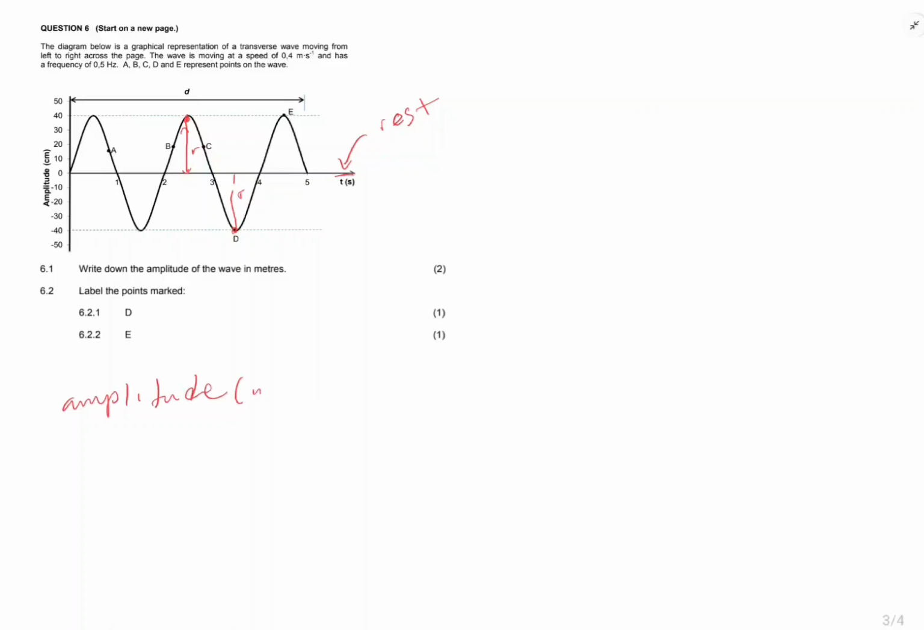So the amplitude will be equal to 40 centimeters. But we know that a centimeter is 10 to the power negative 2 meters. Therefore in meters, 40 times 10 to the power negative 2 meters is equal to 0.4 meters. Pretty straightforward. Not a lot of brain power was used. Just knowing what an amplitude is and identifying it, from 0, the rest position, to 40 centimeters. That's it.